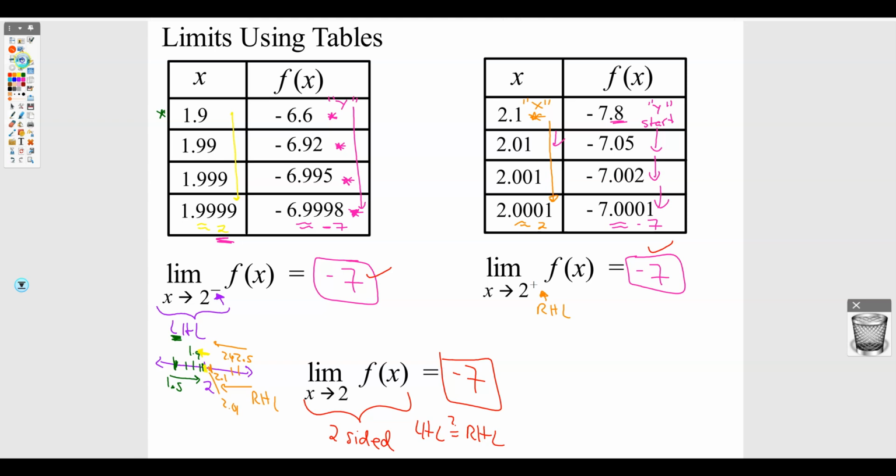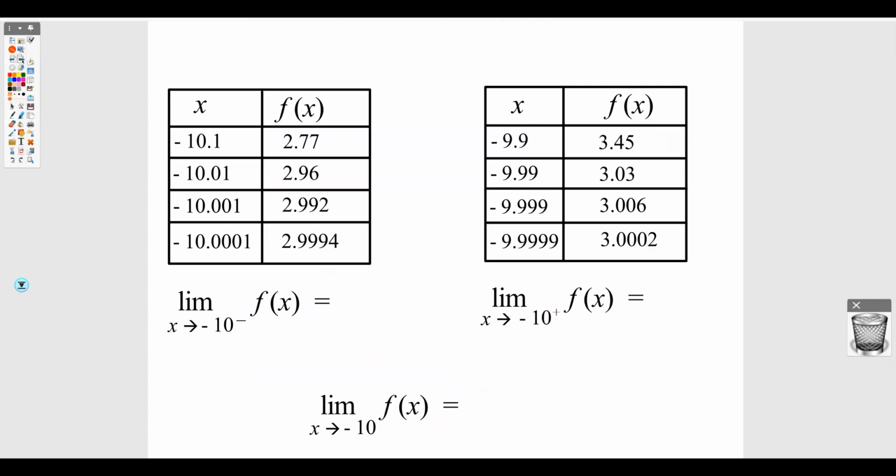All right. See if you can try this one on your own, and then pause the video, and I'll catch up with you here in just a minute. So hopefully you had a second to try the problem, and let's see if you got it right now. All right, so again, I see the negative sign on the number. This is telling me it's a left-hand limit.